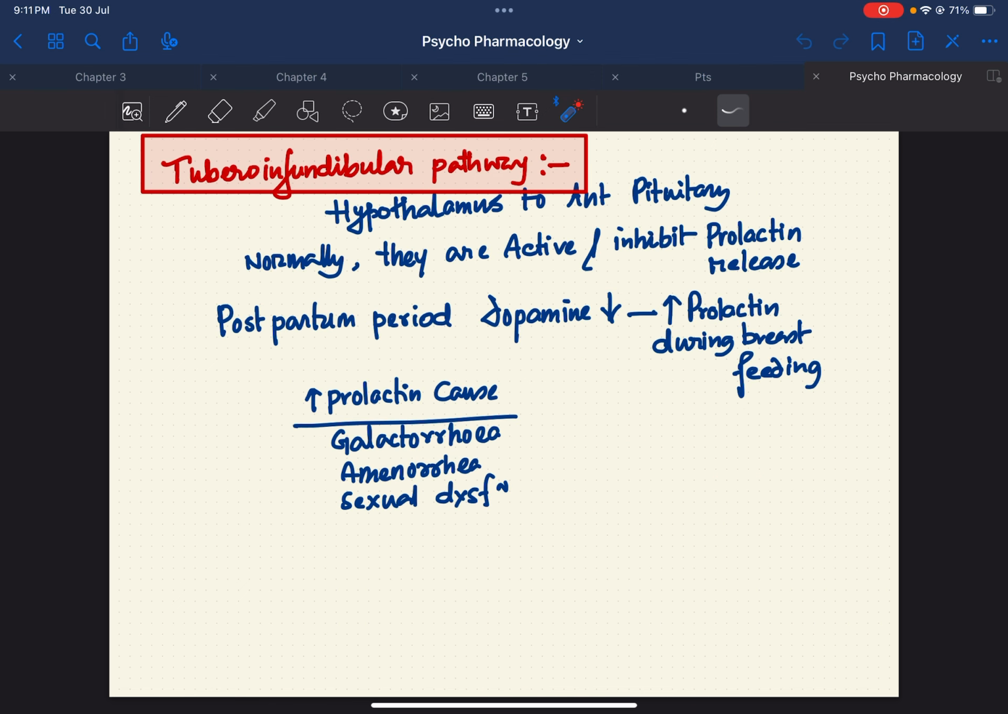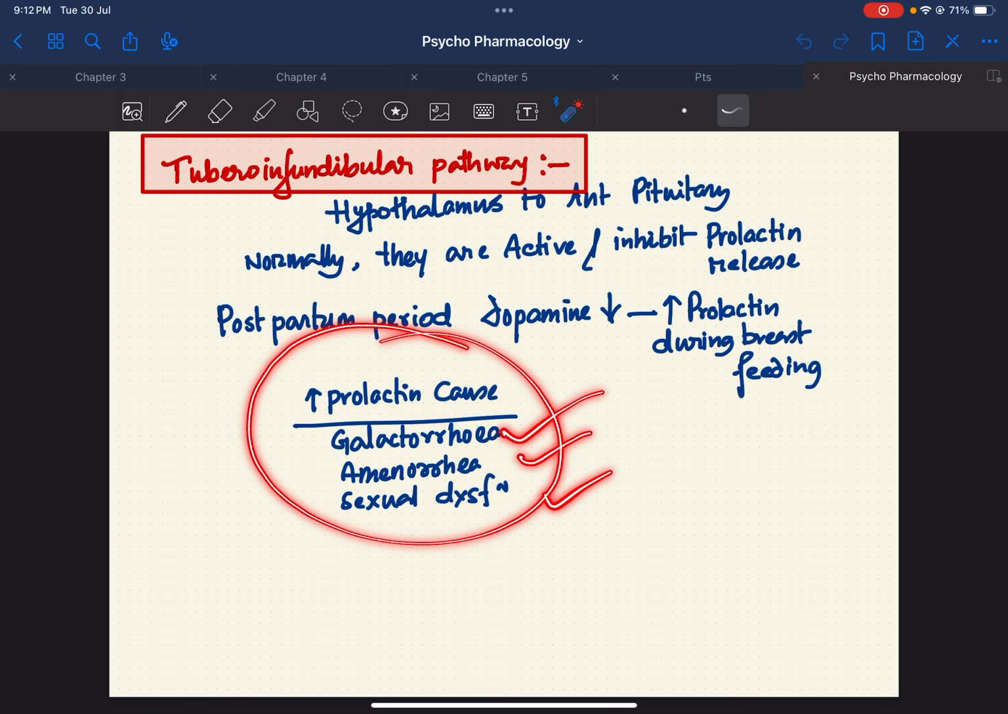Another important pathway is the tuberoinfundibular pathway, from the hypothalamus to the anterior pituitary, which is very, very important. As we know, normally it will inhibit prolactin release. Now, if there is any disruption of the circuit, there will be an increased amount of prolactin, which will ultimately cause galactorrhea, amenorrhea, and sexual dysfunction.